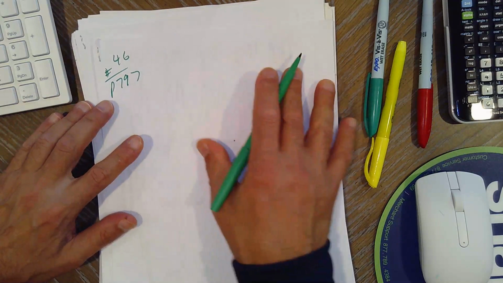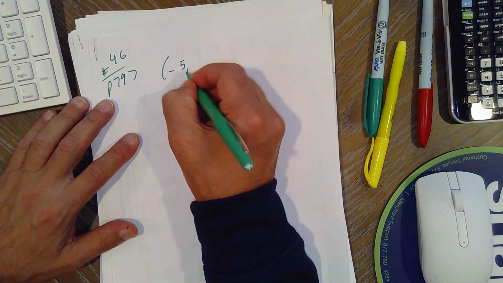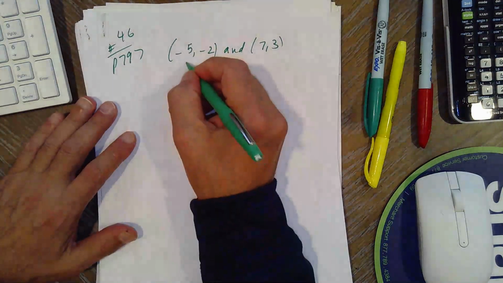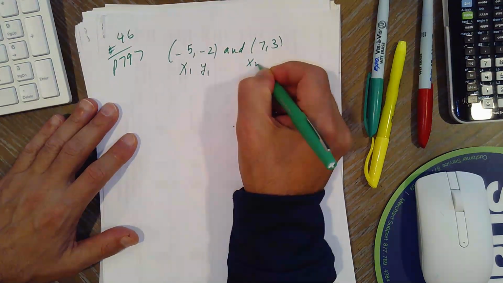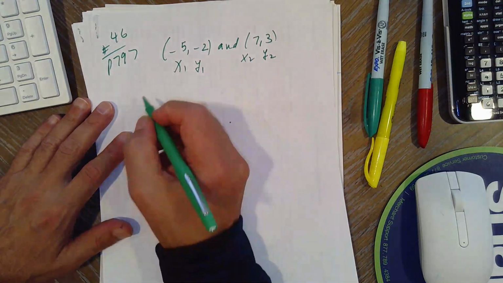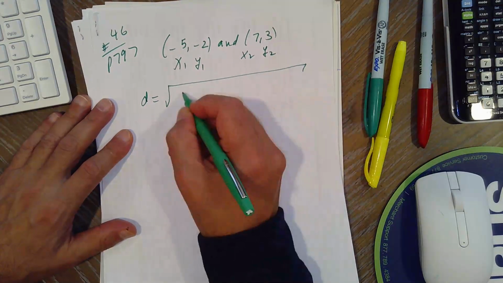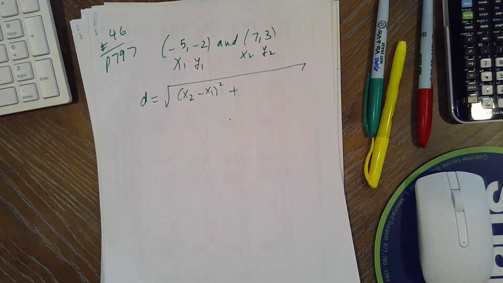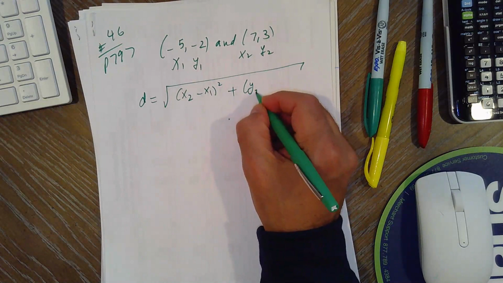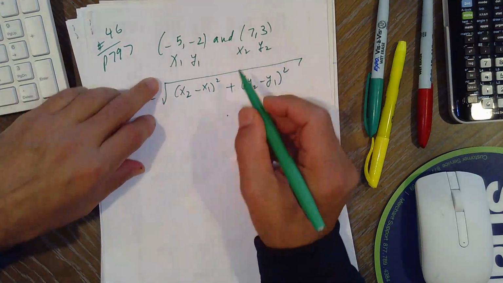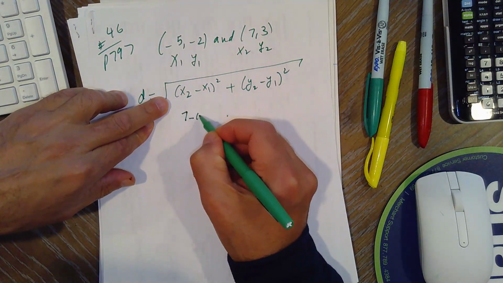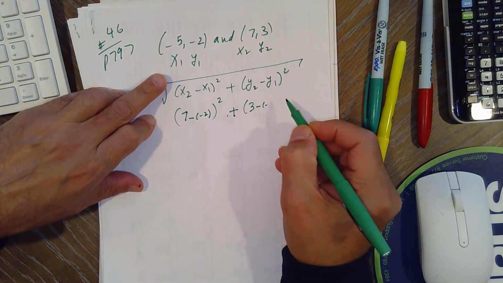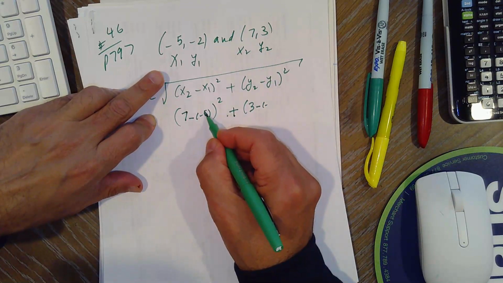It says find the distance between the points (-5, -2) and (7, 3). Again, the question is to find the distance, so we're going to use the distance formula. We label the points first, then we write the formula down. Square root of x2 minus x1 squared plus y2 minus y1 squared. We plug the numbers in. 7 minus -5 squared plus 3 minus -2 squared.